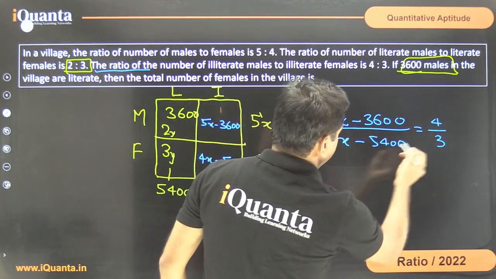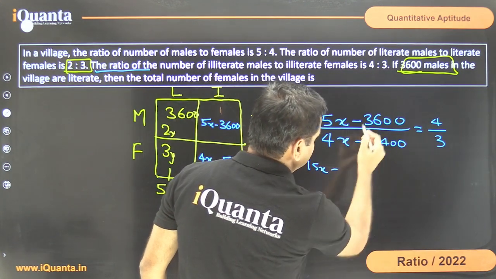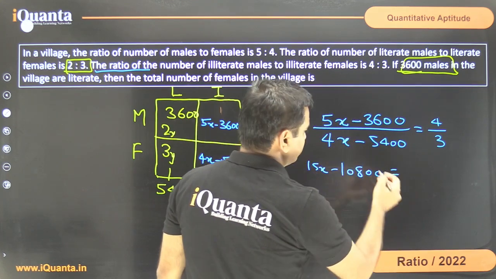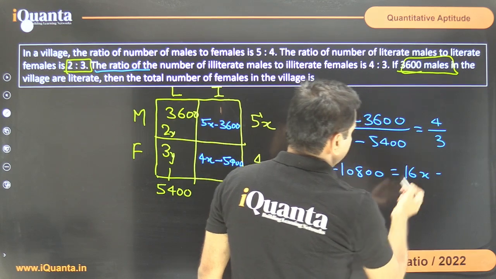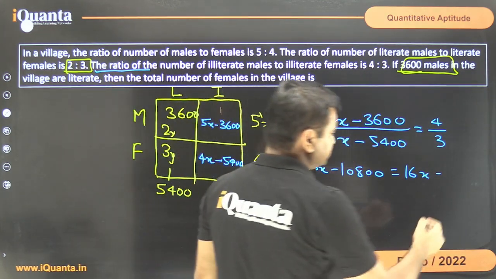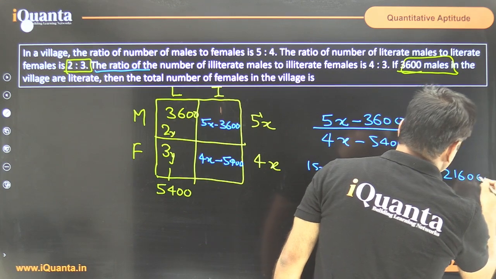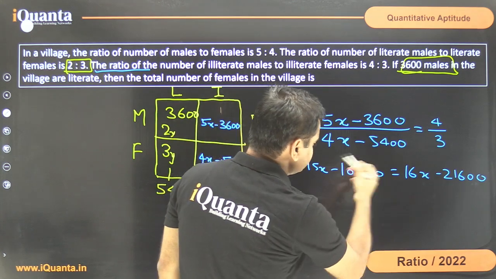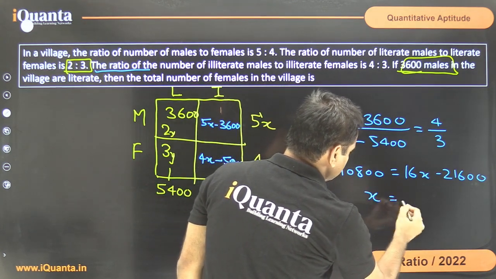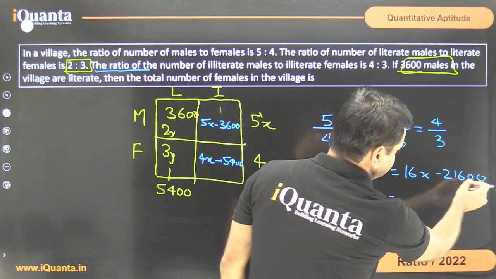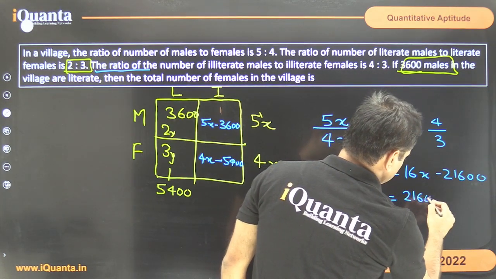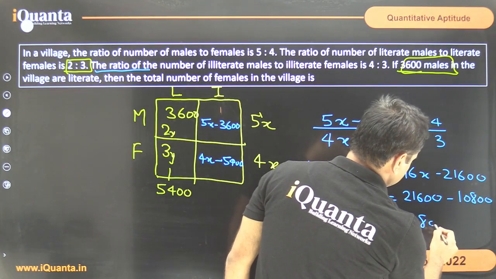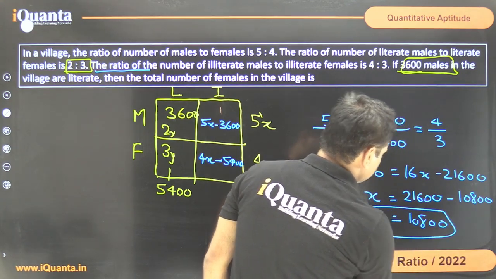So 5x into 3 is 15x. Minus 3600 into 3 is 10800 which is equal to 16x minus 5400 into 4 is 21600. So now we can see here it is 15x, here it is 16x. So 16x minus 15x is equal to x which is equal to 21600 minus 10800 which is equal to 10800. So the value of x is 10800.